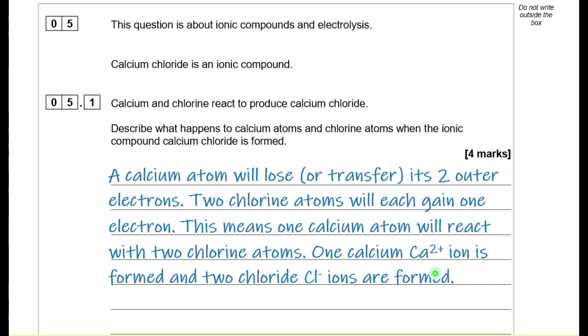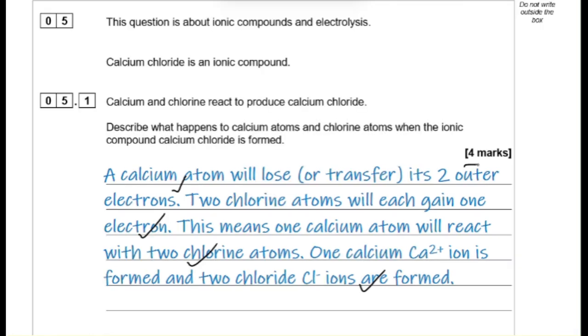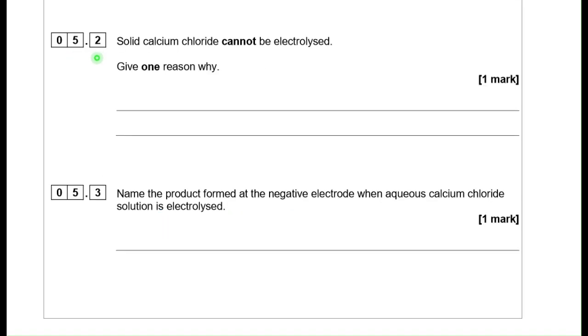1 mark for saying that the calcium loses 2 electrons. 2nd mark for the 2 chlorine atoms each gaining 1 electron. 3rd mark for stating that 1 calcium atom reacts with 2 chlorines. And the 4th mark for saying that the Ca2+ ion and 2 Cl- ions are formed. 4 marks. Question 5.2. Solid calcium chloride cannot be electrolyzed.